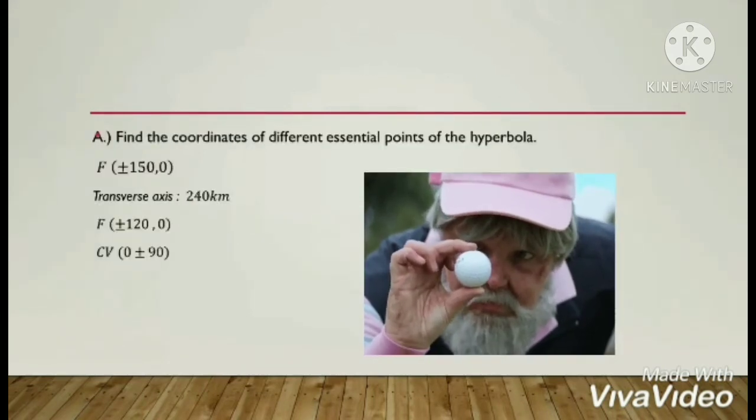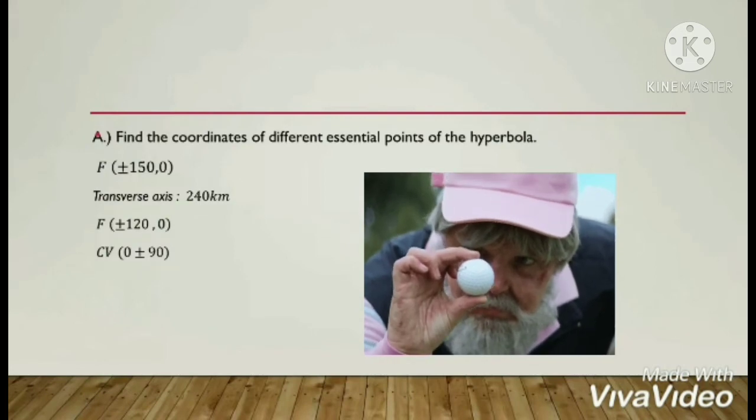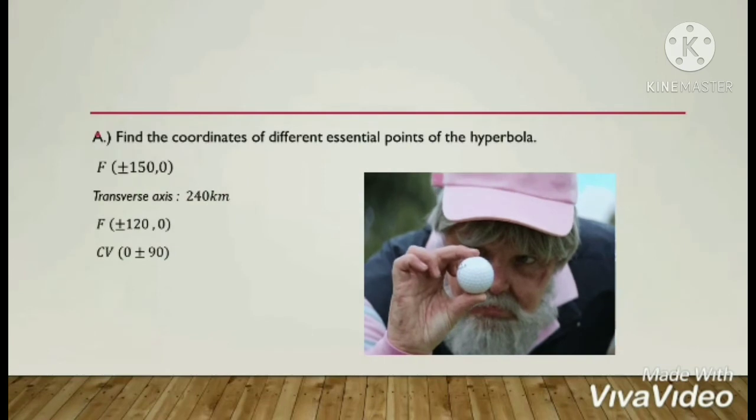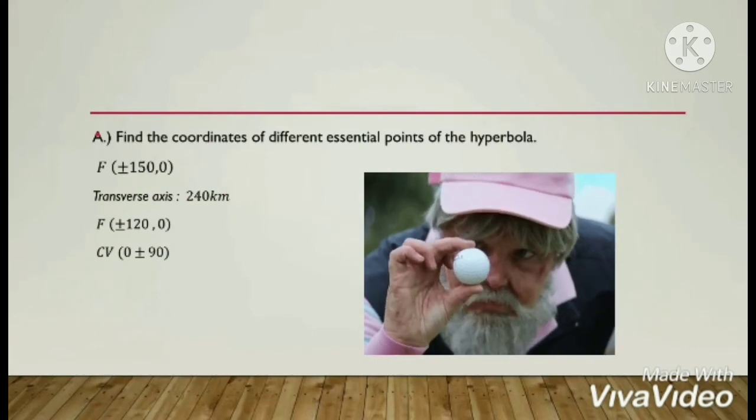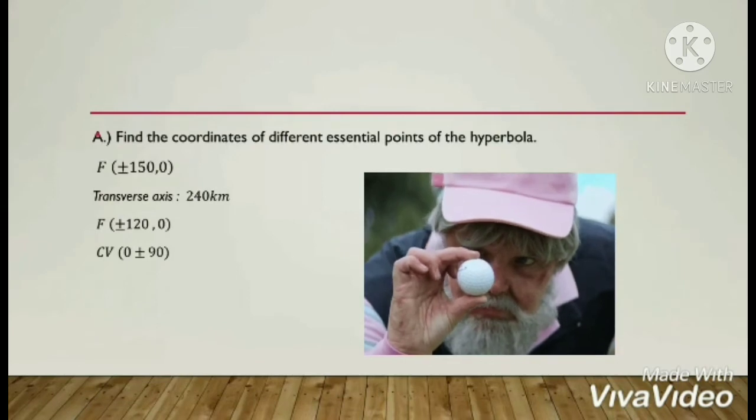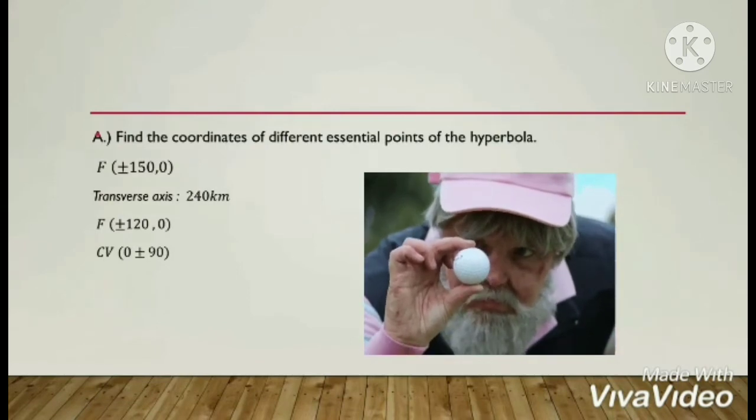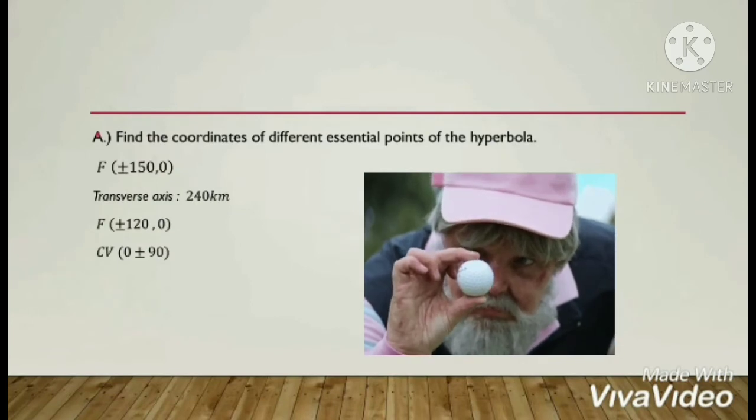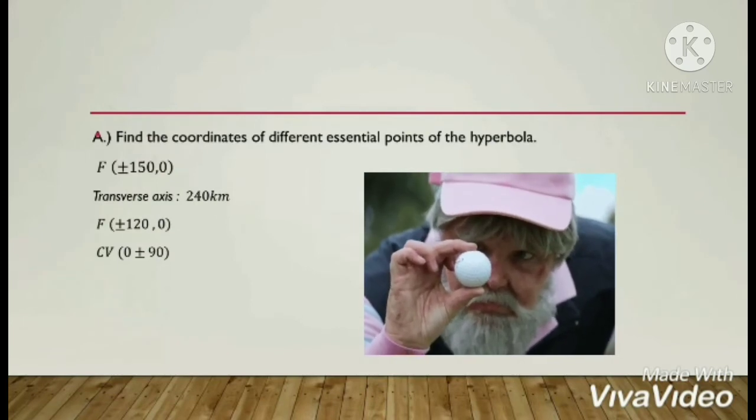We can now determine the coordinates of the different essential points of the hyperbola. We have here the foci at (±150, 0) and our transverse axis, which is 240 kilometers, with the vertices at (±120, 0) and the conjugate axis endpoints at (0, ±90).